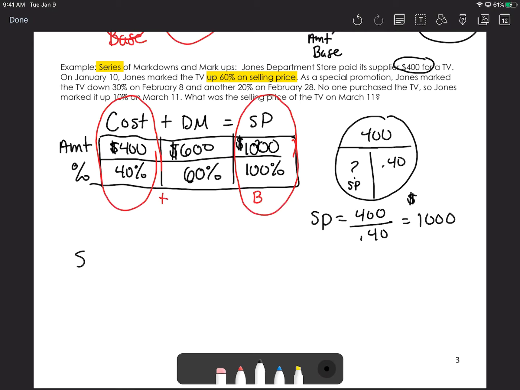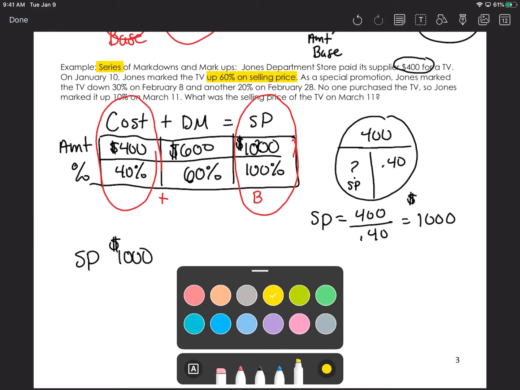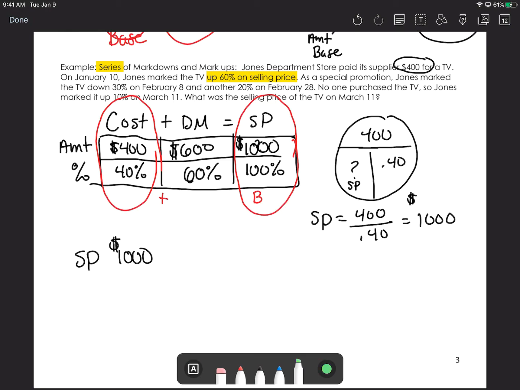So we're starting with a selling price of $1,000 for this TV. And then it goes through a series of markdowns and markups. So we did this part of the question right here. Let me highlight it in a different color. So I'll use green. That's my favorite color. So we did this part here. We figured out what the selling price is.